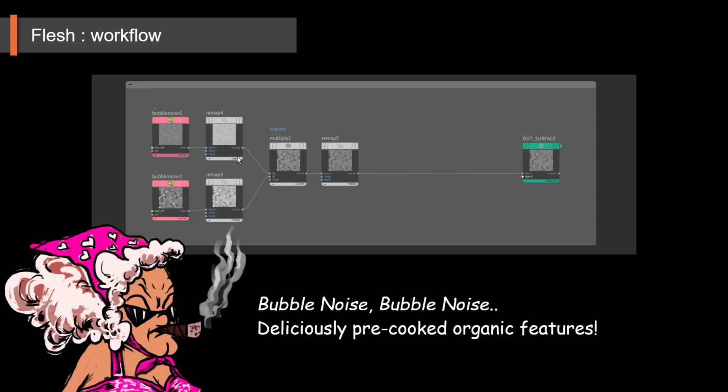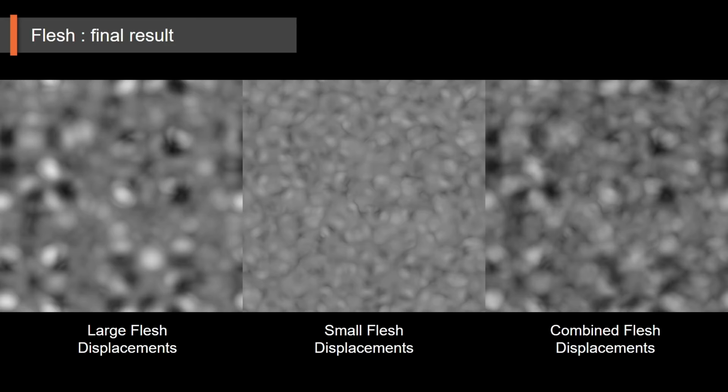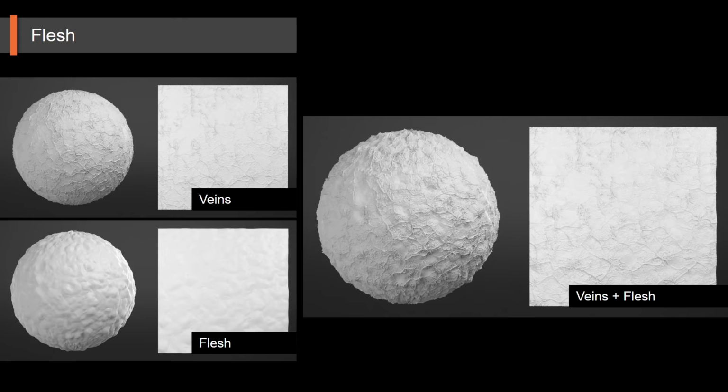And in this workflow, there is nothing special. I used two bubble noises, and bubble noise is also a new node in H21, and it has a very nice organic profile, so I didn't need any special deformation. The first bubble noise has a large element size, and the second one has a small element size, and I just blended them all together. So this is the combined material with veins, so you can see some bumps here.